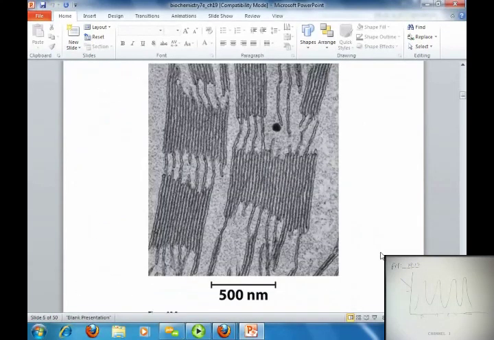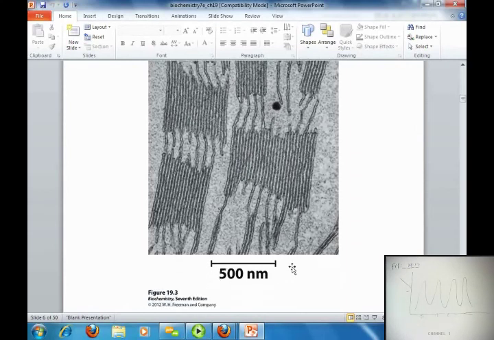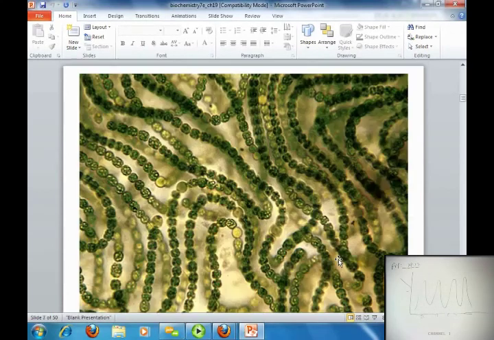Now the next one is the electron micrograph. If you look under the electron microscope, the thylakoid membrane looks like this. You see thylakoid, thylakoid, thylakoid. This is one granum, this is another granum, and they are linked by lamella. This is a transmission electron micrograph: if you cut a leaf chloroplast, inside the chloroplast you can see this. This scale is 500 nanometers, imagine, that's the length of that thylakoid membrane.